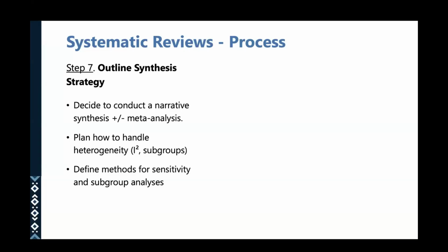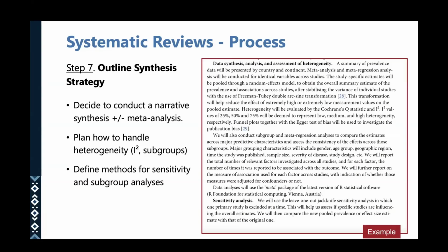As I mentioned, in addition to the risk of bias, it doesn't just end there. You must let people know how you're going to account for the differences or the variance across the different papers. You do this by reporting I-squared. We'll see that. And you do subgroup analysis and sensitivity analysis to account for these discrepancies or variances across the different studies. Also, you must define the methods for sensitivity and subgroup analysis. How are you going to do it?